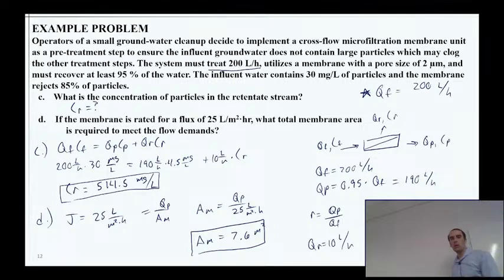Okay. All right. So then the last part says, what is the flux required? Again, this is going to be a little odd because we're defining that 200 liters per hour as the feed. Flux is flux across the membrane, so to handle that much feed, we're actually only getting 190 liters per hour across the membrane. So we're still going to use QP over AM as our equation for flux. We'll set that equal to 25 liters, put in our numbers and solve for the area, and we need 7.6 square meters of membrane area for that problem. All right, make sense?